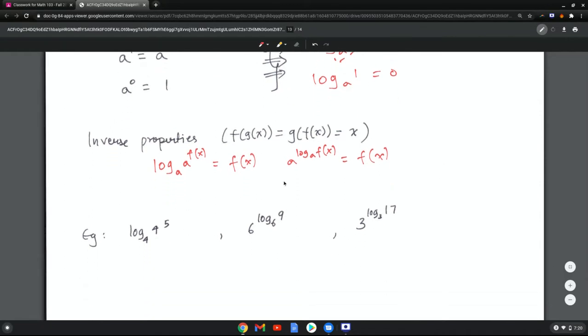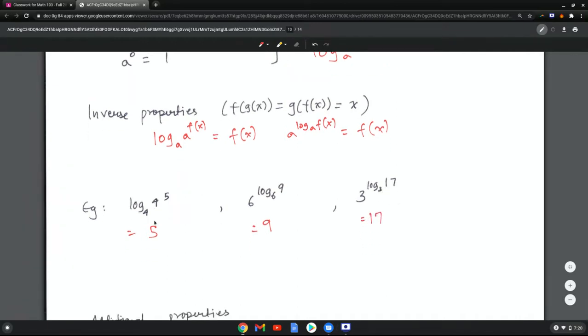So for example, log base 4 of 4 to the 5 just becomes 5. 6 to the log base 6 of 9 becomes 9. 3 to the log base 3 of 17 becomes 17. If I change f of x to x, then that's the property.